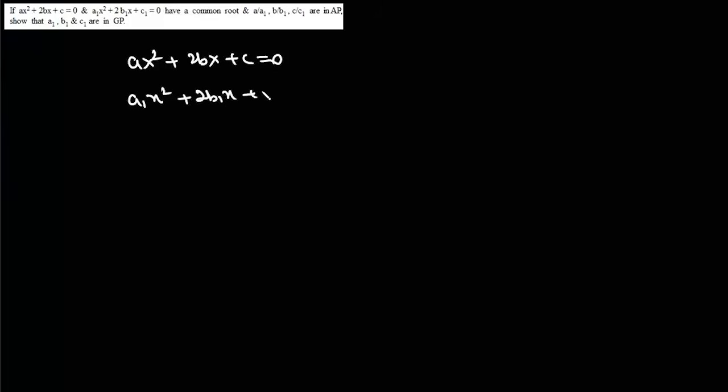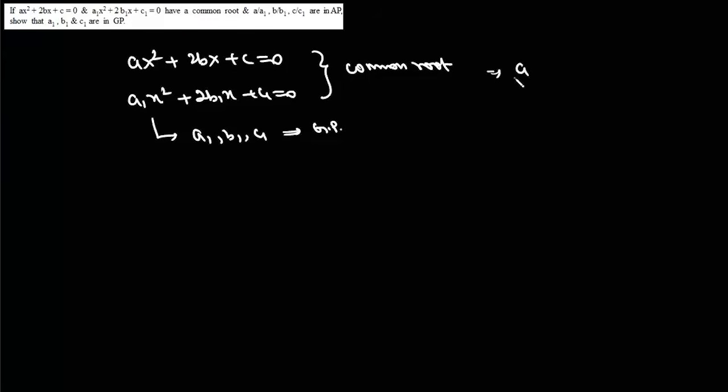In most of the exams you'll find this question the other way around. So what generally they do is they'll give you this equation ax square plus 2bx plus c equals 0, and this other equation a1x square plus 2b1x plus c1 equals 0, and then they'll say they have a common root, and then they'll give the condition that a1, b1, c1 are in GP, and then they'll ask you to find a upon a1, b upon b1 and c upon c1, they are in what.